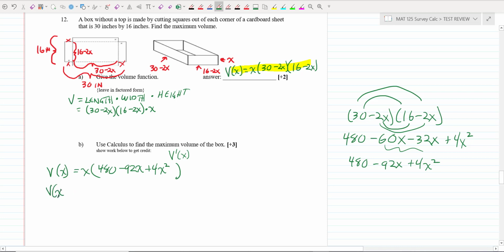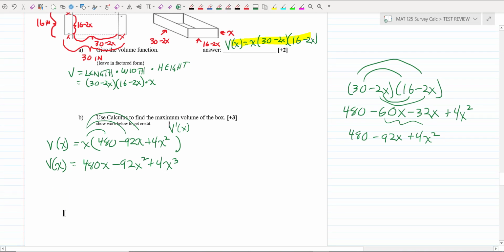So we have V of x is equal to 480x minus 92x squared plus 4x to the third, just distributing that out like that. All right, now that's the easiest way to do the derivative on this, is multiply it out. Okay, so we're going to find critical numbers.